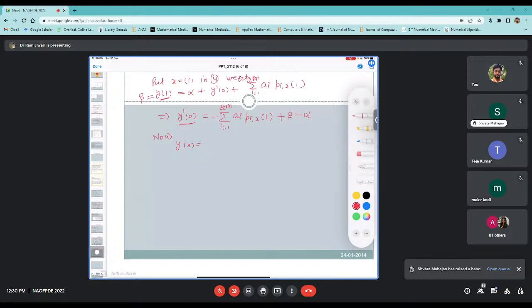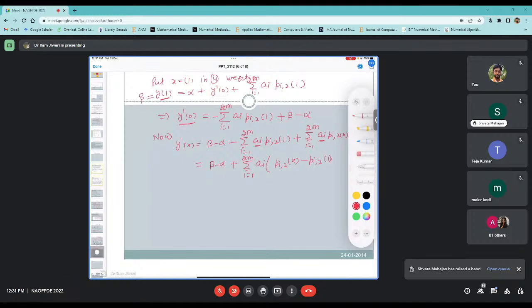Sorry, I forgot y dash even has this, so I will combine. So this becomes beta minus alpha, its value, and minus summation i running from 1 to 2m ai pi 2 of 1, and plus summation i running from 1 to 2m ai pi 2 of x. Okay, so this ai contains this and this, so you can combine both of them. This plus summation i running from 1 to 2m, and ai taken outside, pi 2 of x minus pi 2 of 1.